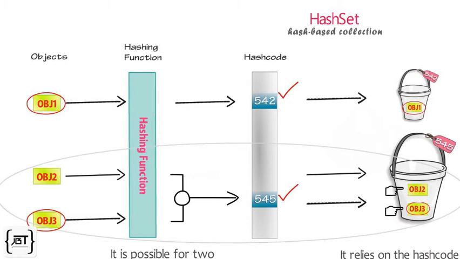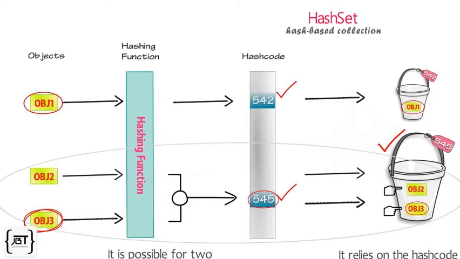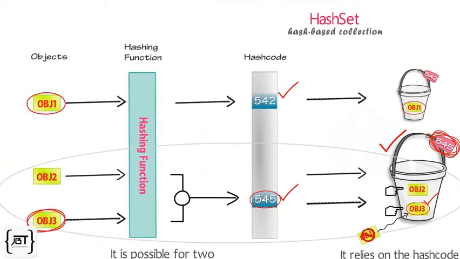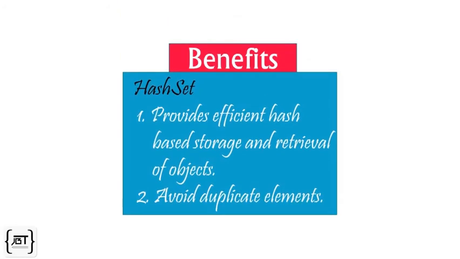If we try to add object 3 again to the hash set, it will first compute the hash code. There is already a bucket marked with 545, but before adding object 3 to this bucket, it will check whether the object is equal to any other object in the bucket. If yes, it already exists and it will not be added again. This answers how HashSet helps to remove duplicates. Thus, the benefits of HashSet are: HashSet provides efficient hash-based storage and retrieval of objects, and it avoids duplicate elements.